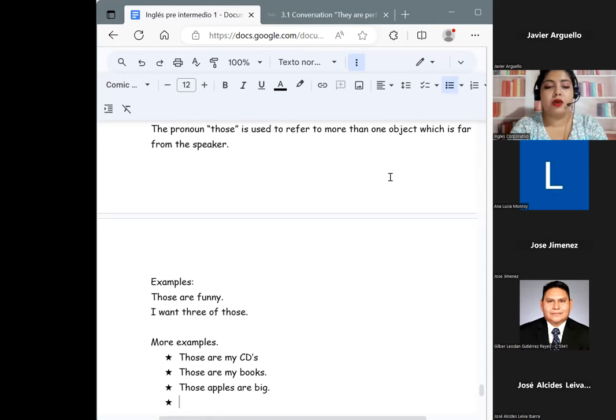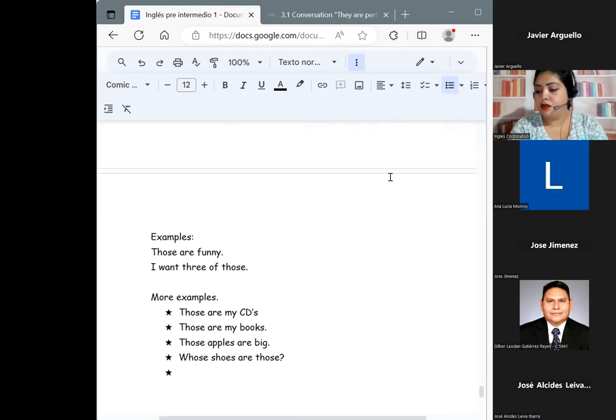Whose shoes are those? Those glasses suit you. Those flowers have died.